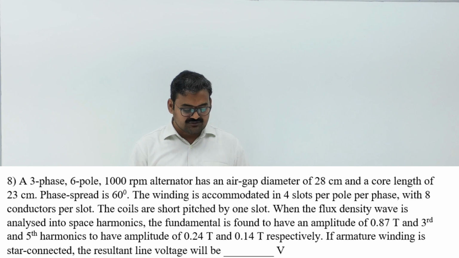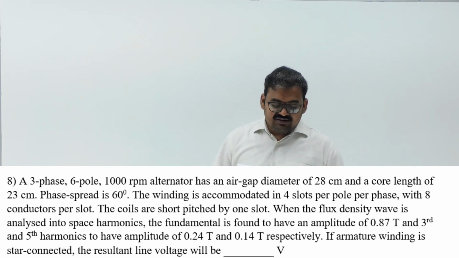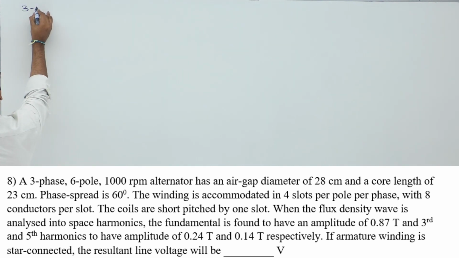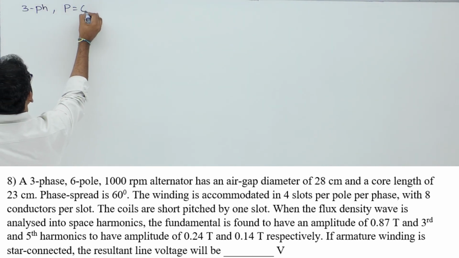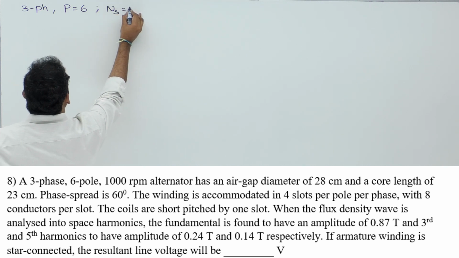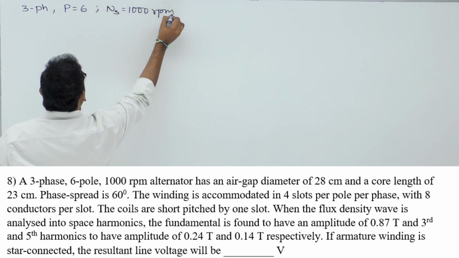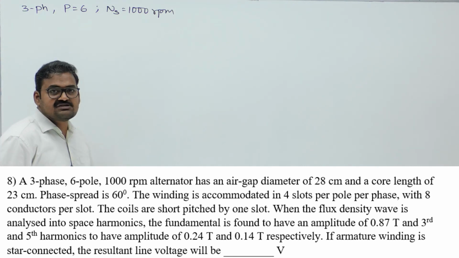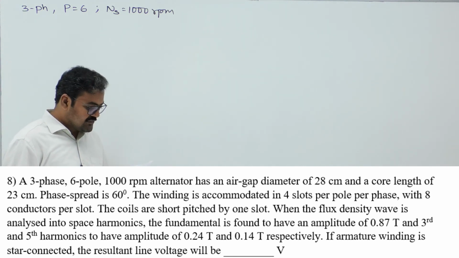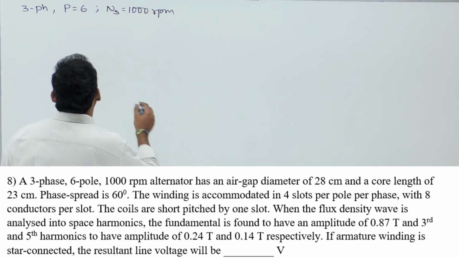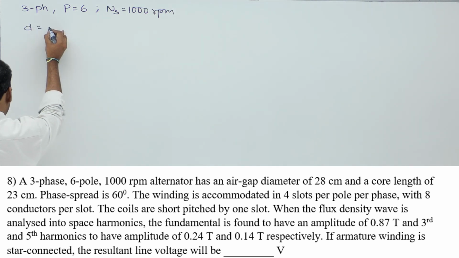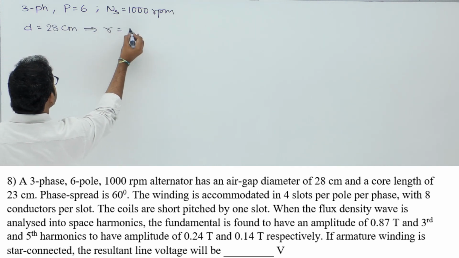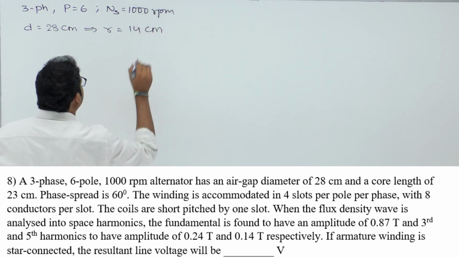It was clearly mentioned 3-phase 6-pole 1000 RPM. Okay. 3-phase, number of poles are 6, speed is equal to 1000 RPM. From these two you can find out frequency. 6-pole and 1000 RPM means frequency is equal to 50 Hz. Air gap diameter is given. Air gap diameter is 28 cm. If diameter is 28 cm, radius is equal to 14 cm.